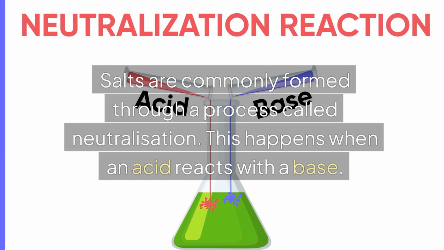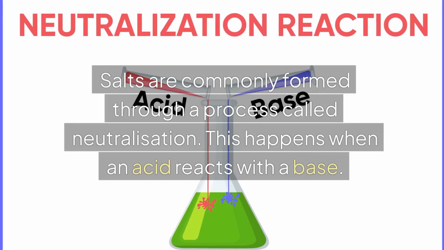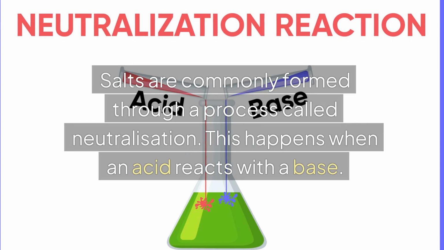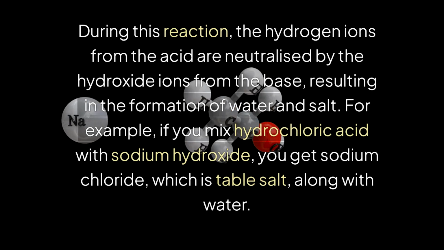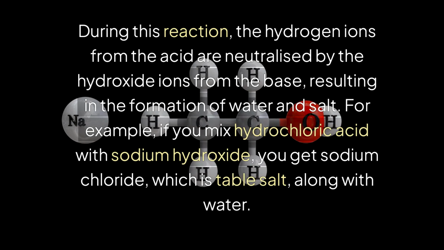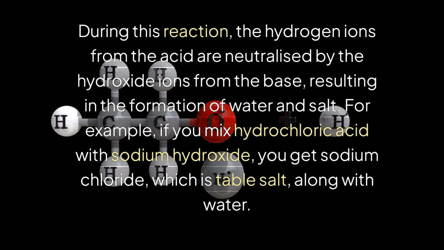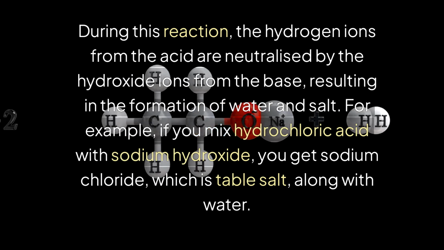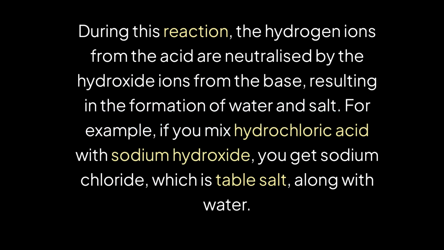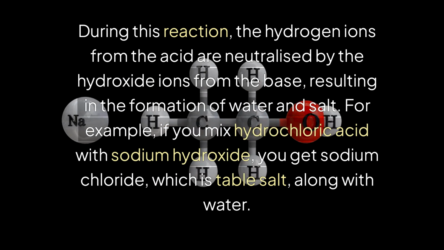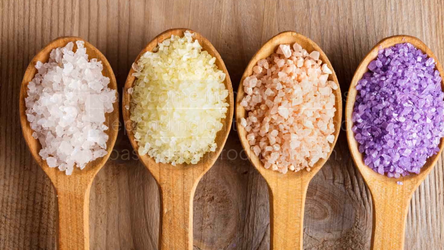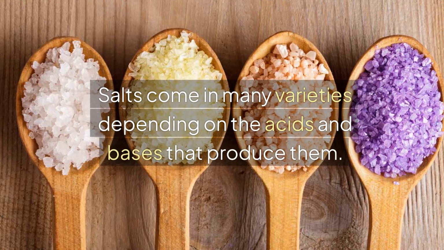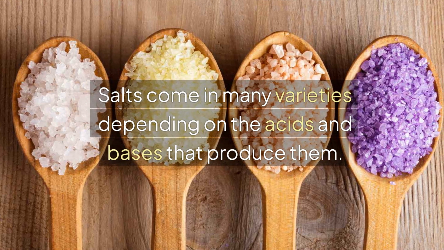Salts are commonly formed through a process called neutralization. This happens when an acid reacts with a base. During this reaction, the hydrogen ions from the acid are neutralized by the hydroxide ions from the base, resulting in the formation of water and salt. For example, if you mix hydrochloric acid with sodium hydroxide, you get sodium chloride, which is table salt, along with water.